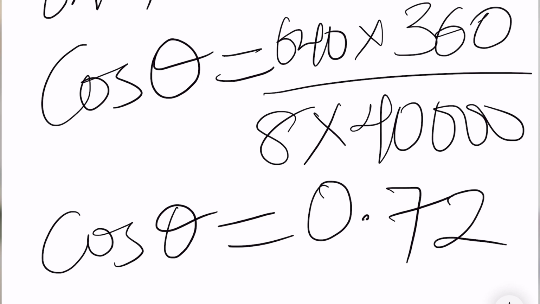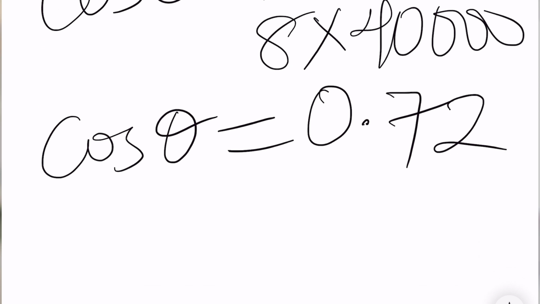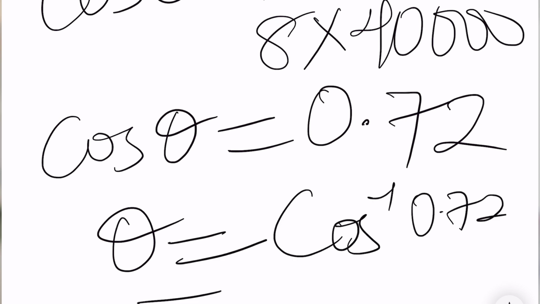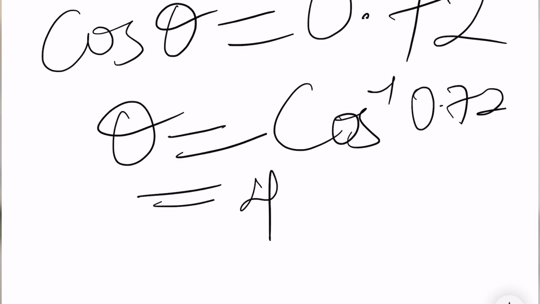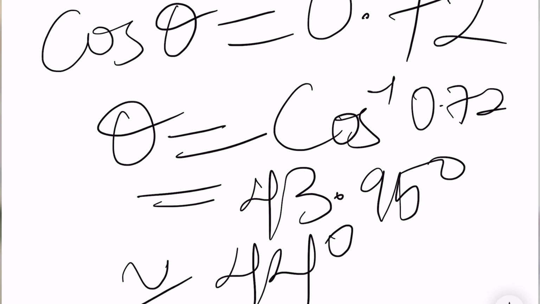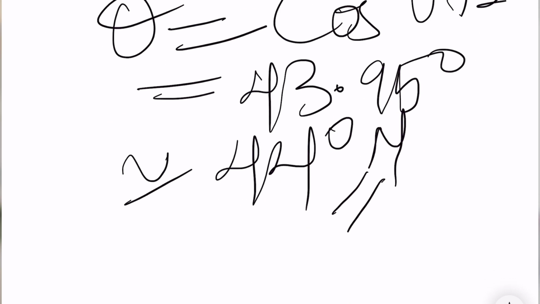Our cos theta is 0.72. Now, taking the inverse of 0.72, our theta is arc cos 0.72, which is 43.95 degrees, which we can approximate to 44 degrees. So we have 44 degrees north as the parallel of latitude.